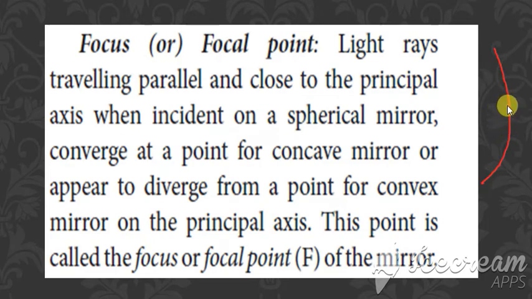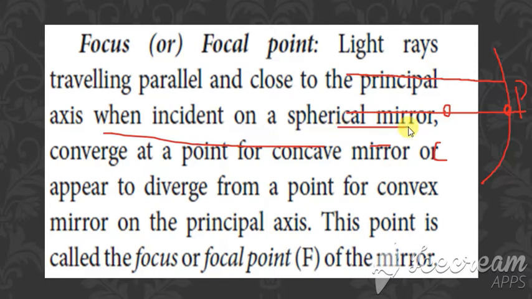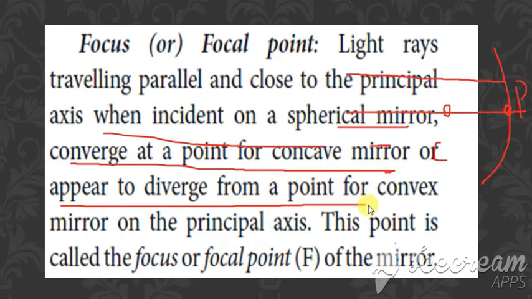So this is what? This is pole, and this is what? Center of curvature, and the line joining this is what? Principal axis. So here what they have said is, the light rays traveling parallel and close to the axis, so those passing parallel and close to this axis, when incident on the spherical surface, what happens? It converges at a point for the concave mirror and appears to diverge for the convex mirror on the principal axis.